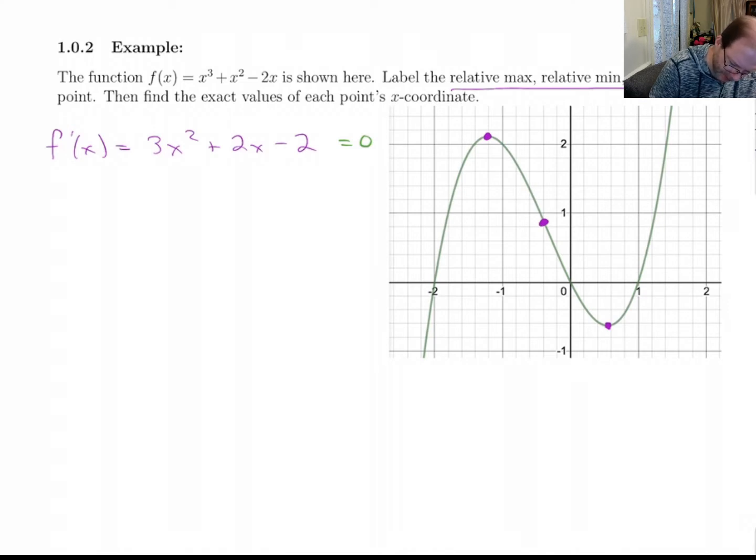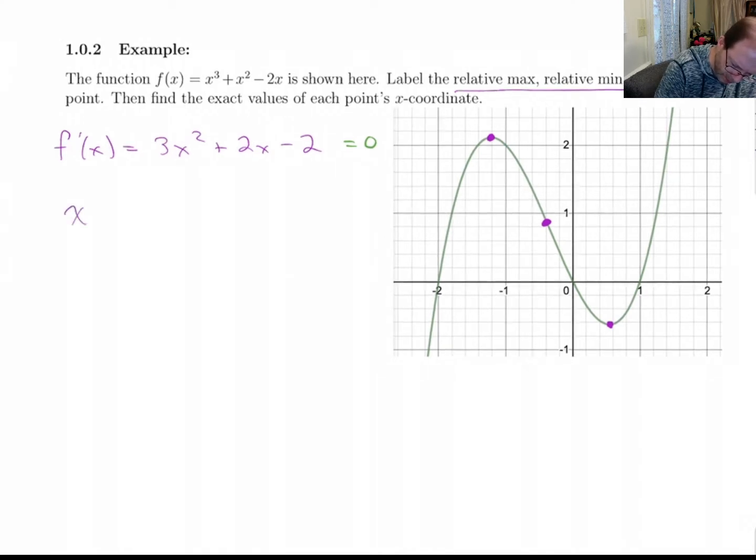Now, I don't think this will factor. Why do I say I don't think it'll factor? Because those numbers didn't look like they were exactly on the dots over here. They don't look like they're exactly on the lines. So I don't think this will factor. So let's use the quadratic formula.